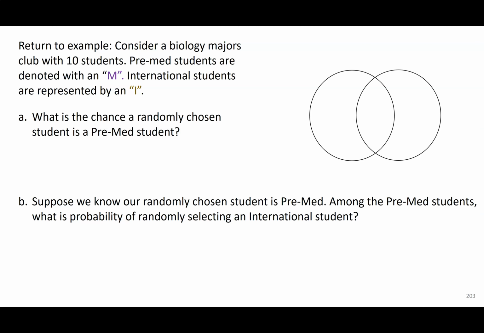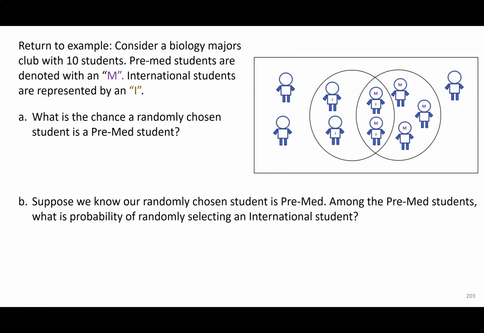And we want to know, if we had this example, what the chance is that if we randomly selected a student, they're pre-med. So I'm going to go ahead and relabel everything. So M for pre-med, capital I for international, and then I'm going to put my sample space here.